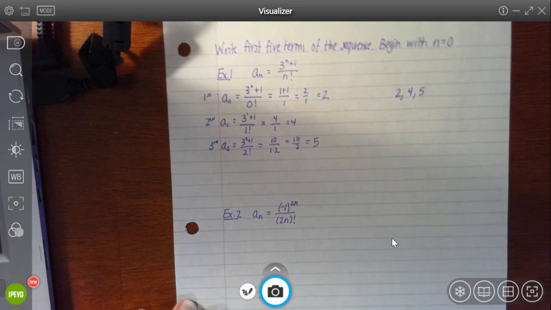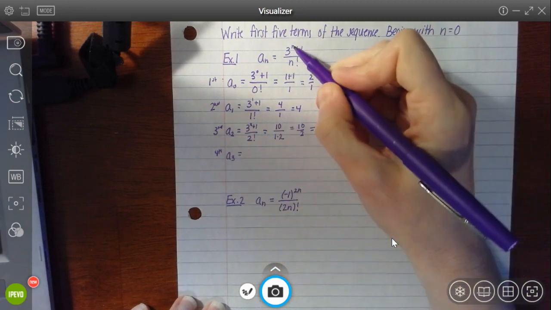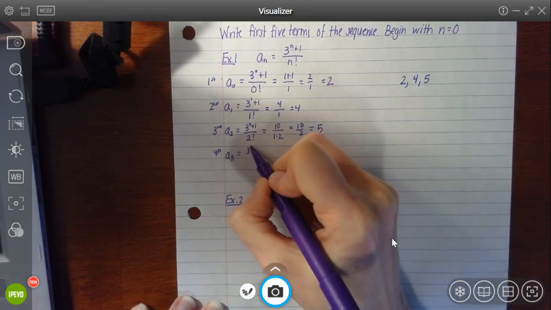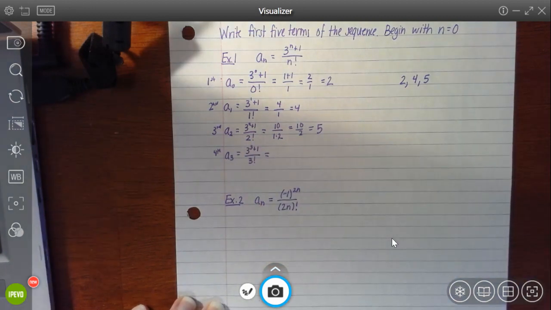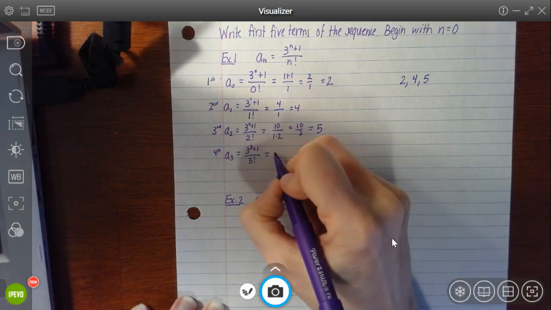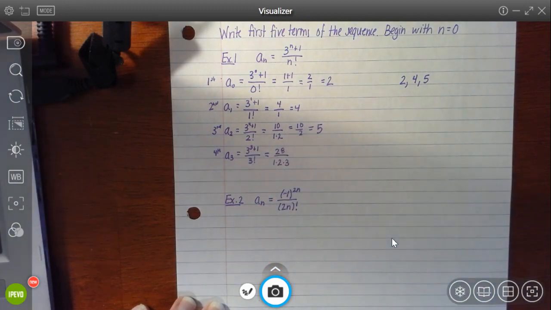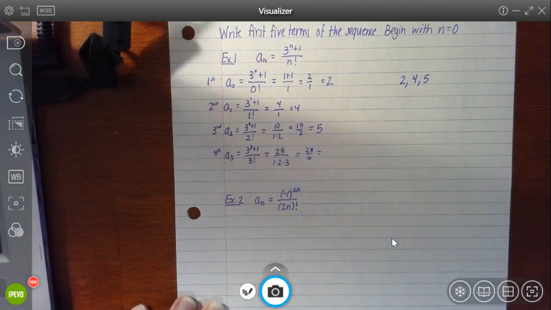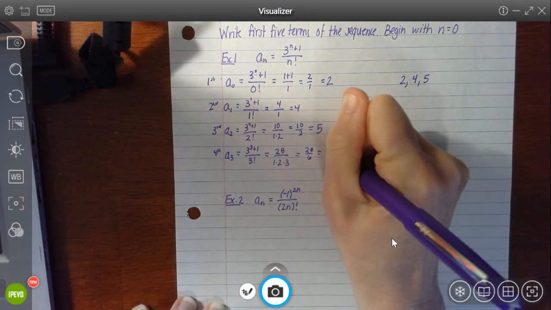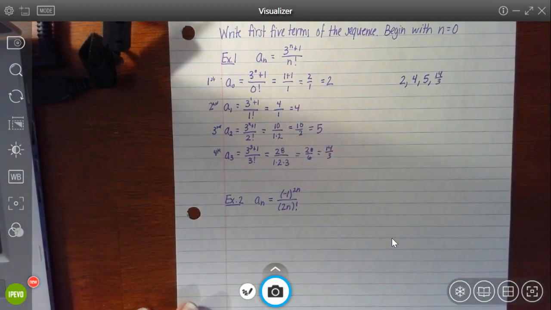I have 2 more to go. For my fourth term, I'm going to find a sub 3, so I'm going to replace n's with 3. I'm going to get 3 to the third plus 1 over 3 factorial. 3 to the third is 27. 27 plus 1 is 28. And for 3 factorial, we're going to get 1 times 2 times 3. That's going to give me 6. And then 28 divided by 6, I can reduce that fraction. They're both even values, so I'm going to divide them both by 2. That's going to give me 14 thirds. I'm going to leave that as an improper fraction. We don't need to worry about mixed numbers for these.